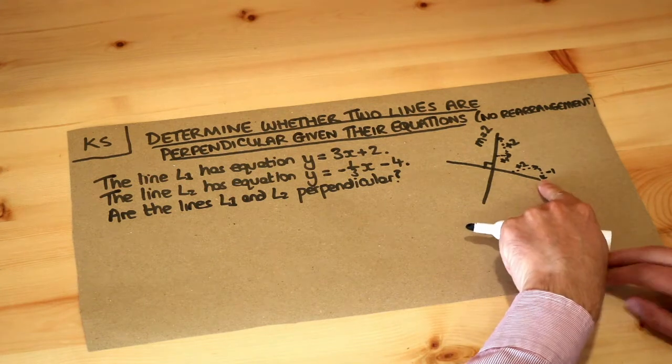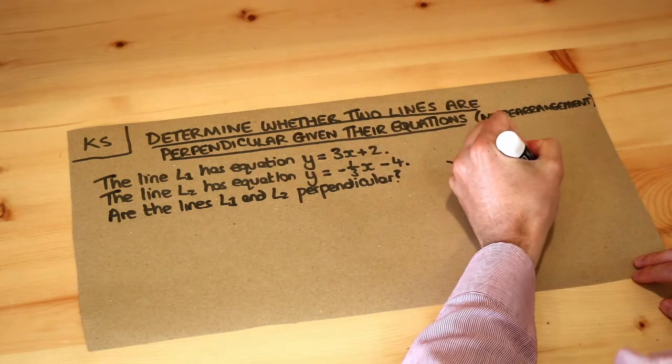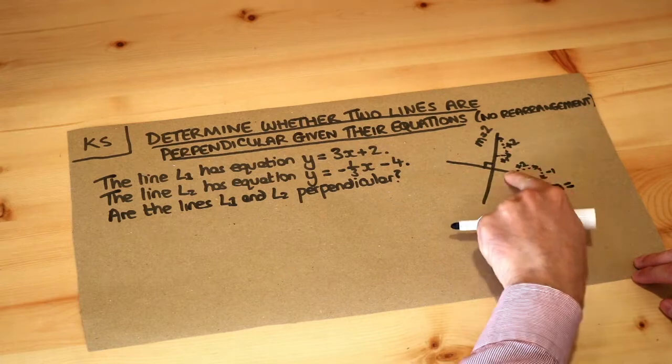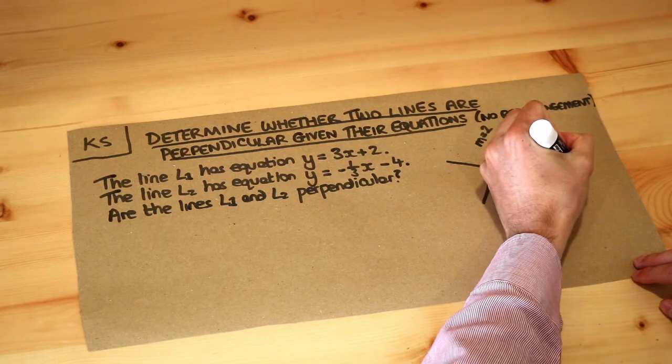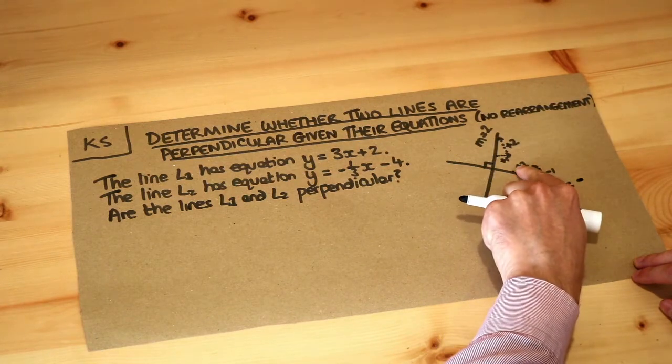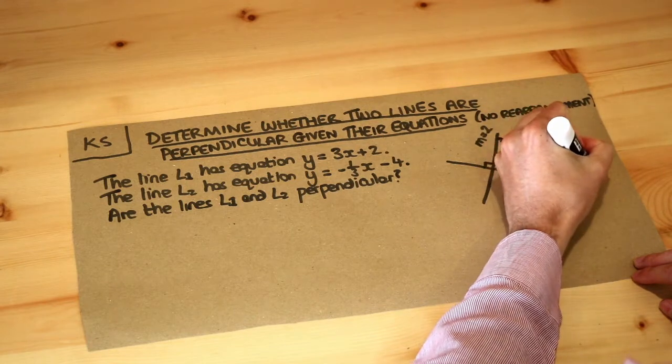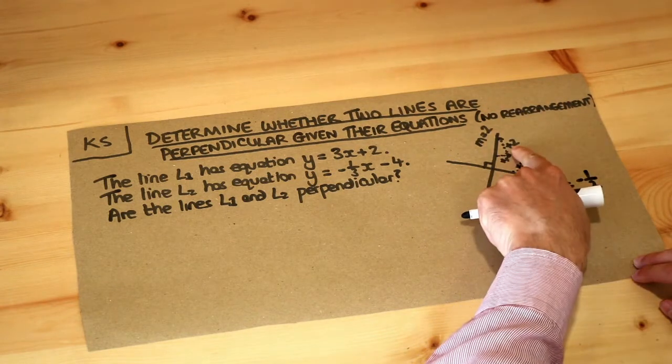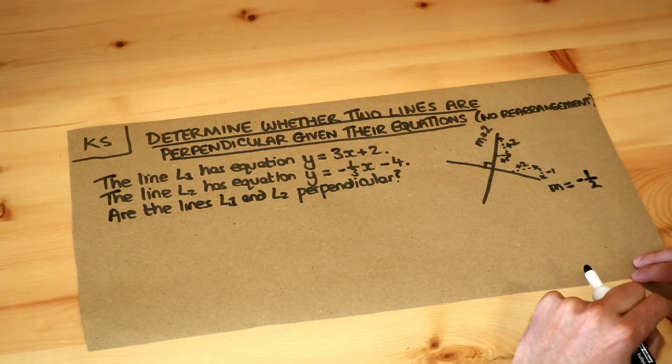So what would be the gradient of this line? Well, it's change in y over change in x. The change in y from here to here is minus 1, and the change in x is 2, so it would be minus half. So if this gradient was 2, this gradient would be minus half.